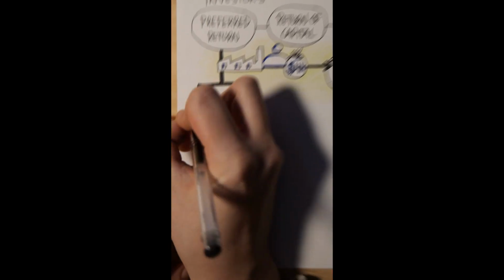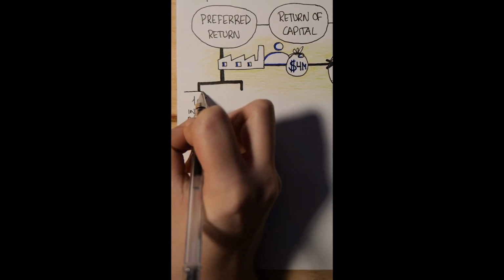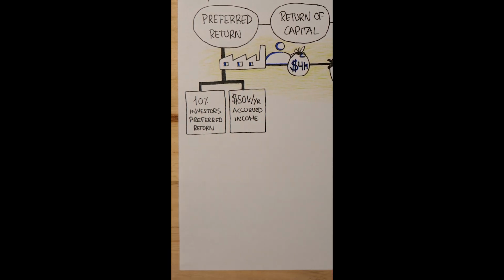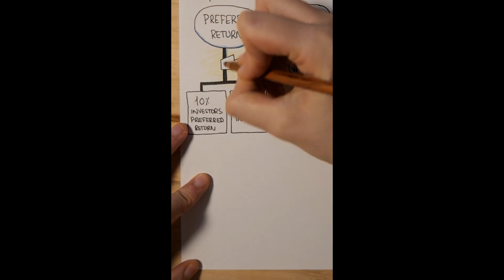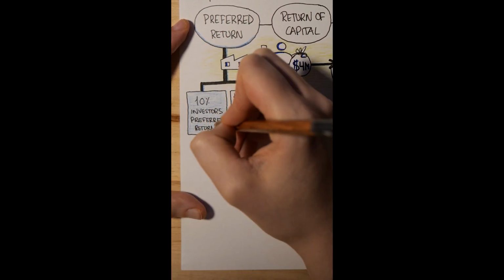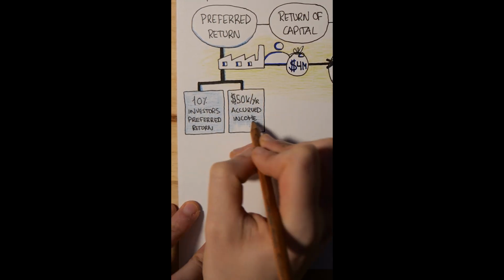So up first, there's the preferred return. Investors will ask for a preferred return, typically 10%, but sometimes higher. The preferred return accrues annually, so in this case, $50,000 a year. You don't have to pay that preferred return in cash in a given year if it doesn't make sense for the business, but if it's not paid, it accrues.